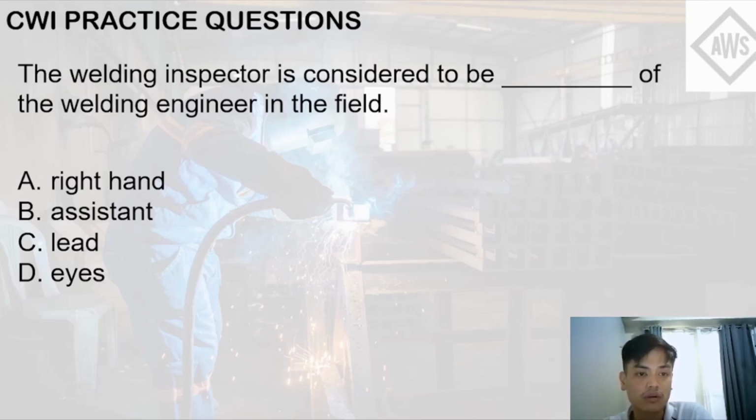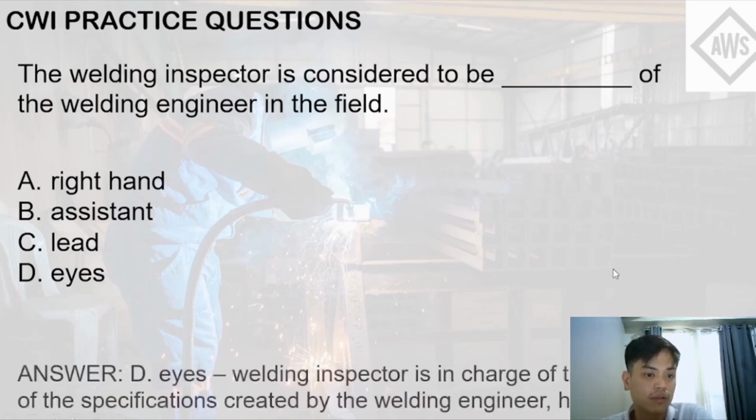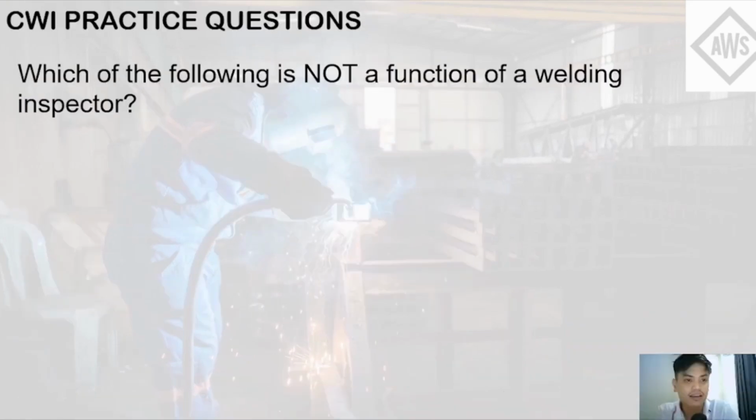The welding inspector is in charge of quality control, meaning he validates if those welds are complying with the welding or quality standards that the welding engineer produced or implemented. From that idea, you can deduce the right answer here. So letter D, eyes. The welding inspector is in charge of the quality control of the specifications created by the welding engineer, hence the eyes.